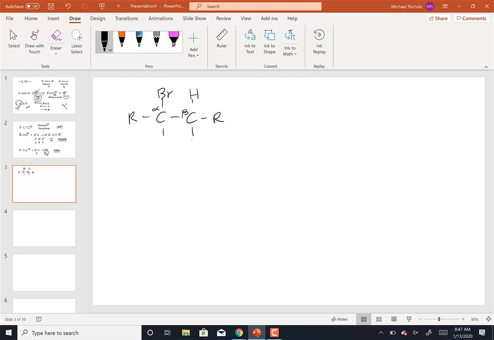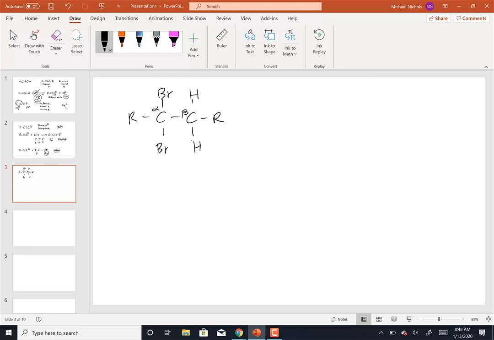Now, I've got two options here. I could say, hey, let's put the bromine here. Let's put the hydrogen there. And now my base would come in and remove the first beta hydrogen, kick off the bromine to form the double bond. And then the base would come in, grab the second beta hydrogen, kick off the bromine to form the triple bond. So what I need is two halogens, two beta hydrogens to make a triple bond.